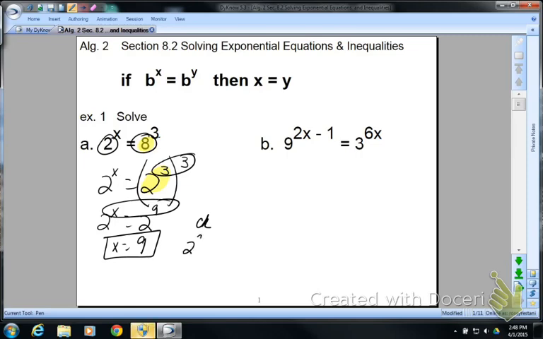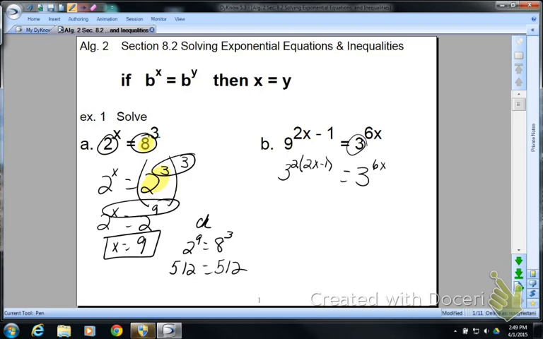So that's 2 to the 9th power is equal to 8 to the third power. Get your calculator out and evaluate. Looking at the left side, we need to change that 9 to have the same base as the right side. The right side has a base of 3. So can we change 9 to have 3 to some power gives us 9? What is that? Squared. So I'm going to change this 9 to 3 squared. And then I just bring down the 2x minus 1 is equal to 3 to the 6x power.